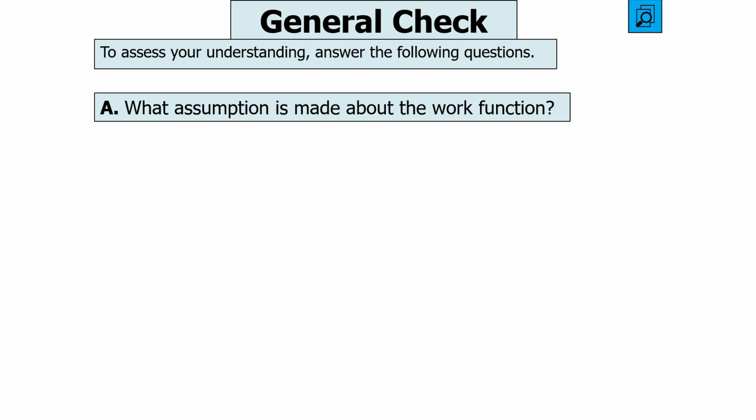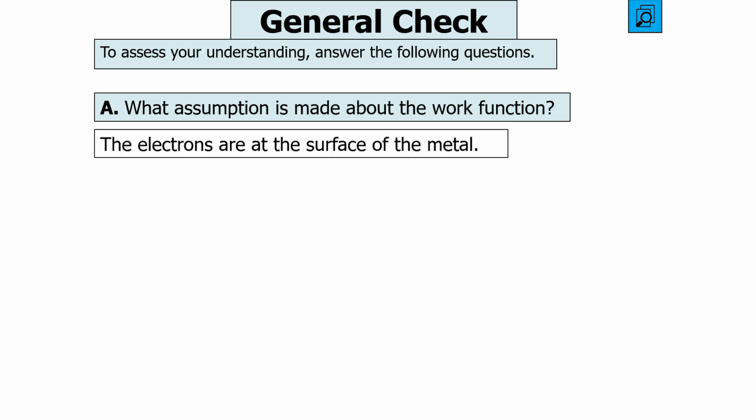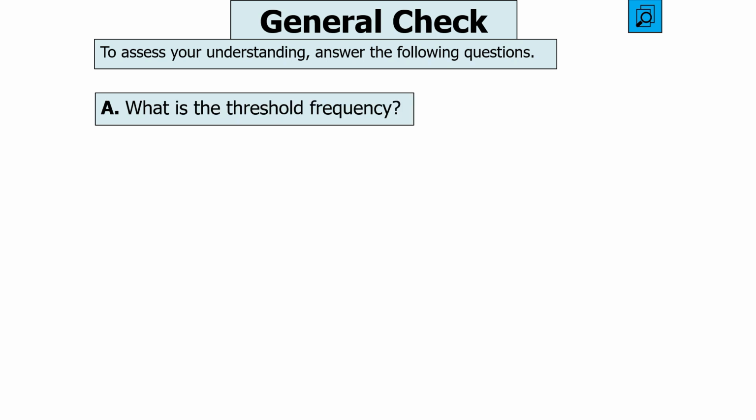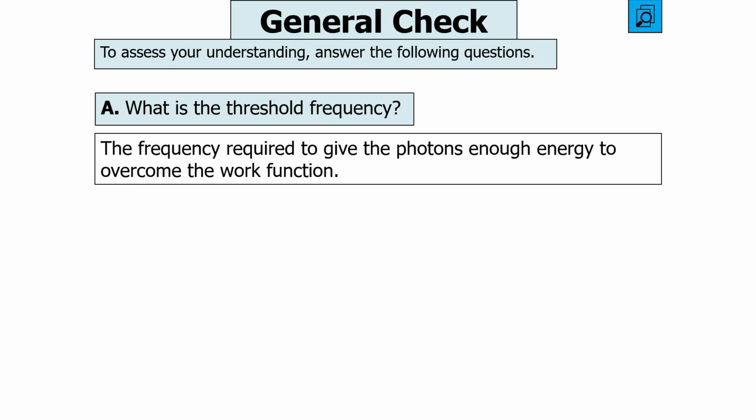What assumption is made about the work function? It is that the electrons are at the surface of the metal. What is the threshold frequency? It is the frequency required to give the photons enough energy to overcome the work function.